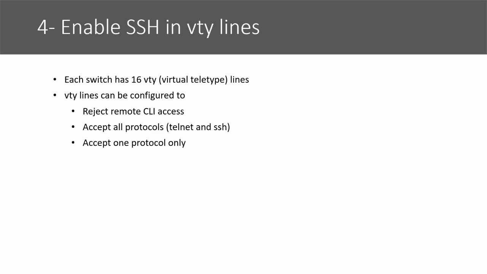VTY lines can be configured also to accept all remote protocols, Telnet and SSH, but as we discussed before, Telnet is not encrypted. VTY lines can be configured also to accept one protocol only, which is Telnet or SSH. But as we discussed before, it is recommended to enable SSH only and disable Telnet because SSH is more secure than Telnet.